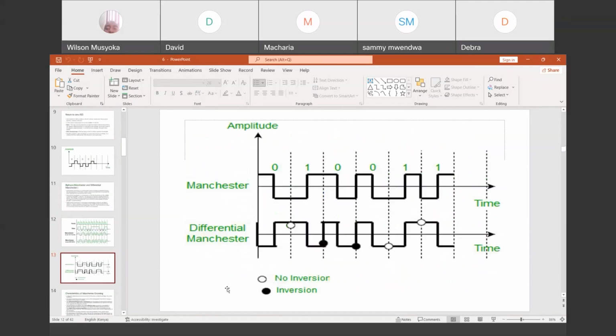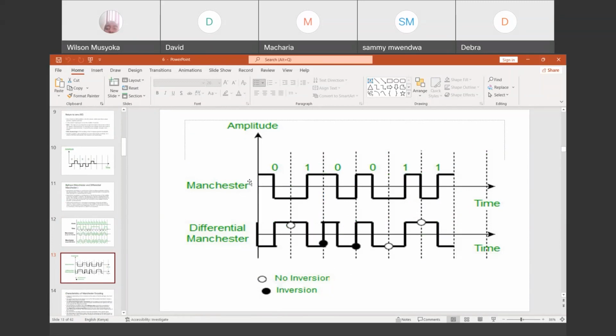Maybe this next diagram can clearly show that, where this is the Manchester and this is the differential Manchester. So where there is no inversion, it is represented this way. Where there is inversion, it is represented this way. So it is the same piece of data, 0, 1, 0, 0, 1, 1.